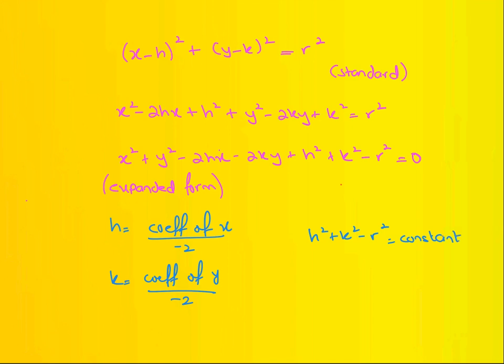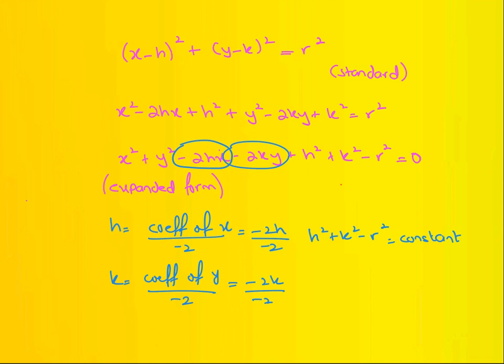Now the reason is pretty simple. If I look at these terms, this is where I see an h. This is the term in x. If I talk about the coefficient of x, that's just minus 2h. So if I divide minus 2h by minus 2, I get h. If I look at this term which is in y, the coefficient is minus 2k. If I divide this by minus 2, I get k. So that is why I can just use the coefficients, divide them by minus 2, and get h and k.